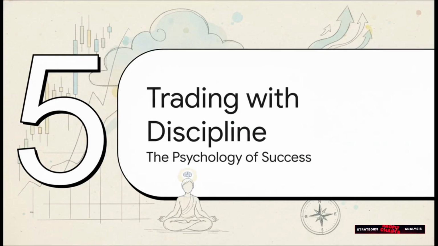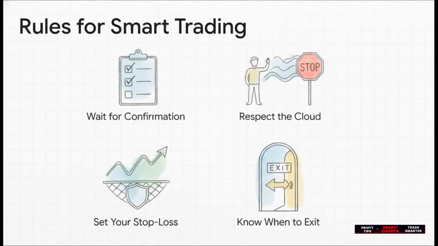And that right there brings us to maybe the most critical point of all. Because having a great system like Ichimoku is only half the battle. The other half is you. It's your discipline, your mindset. Without that, even the best signals in the world are worthless. So here are 4 simple, non-negotiable rules to keep you grounded.